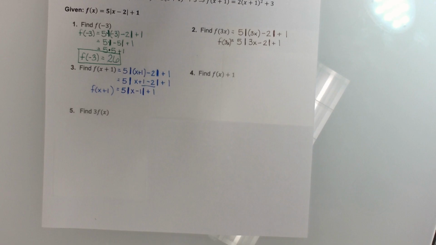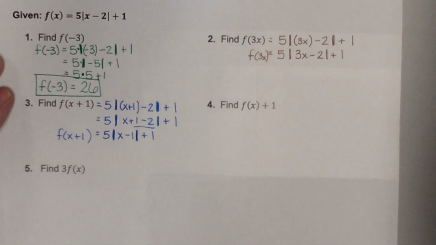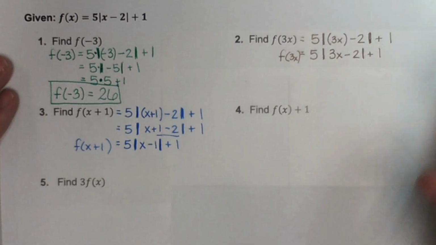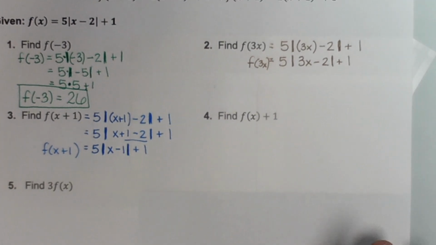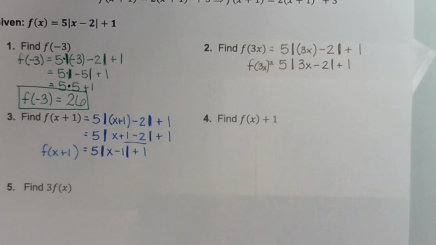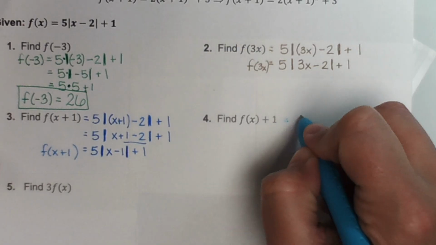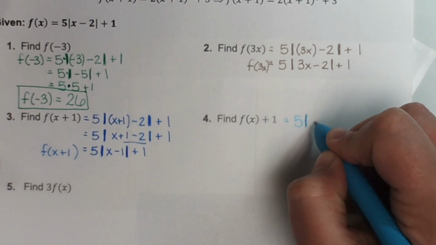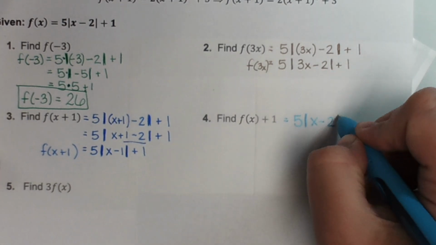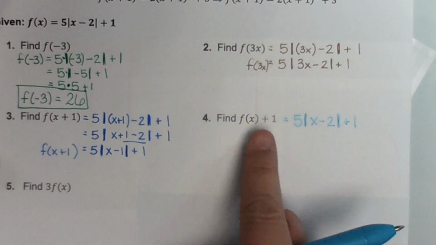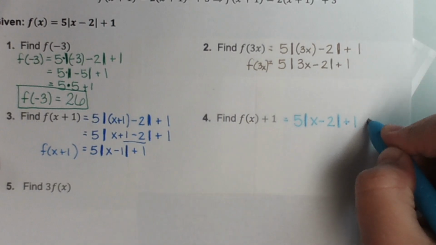The next problem is f of x plus 1 as well. I'll zoom in a little bit. Sorry, I didn't realize just how zoomed out I was. The difference there is the plus 1 is on the outside. When the plus 1 is on the outside, it's telling you to take the function and add 1 to it, which means it's telling me to take my 5 absolute value. It's still of x, so I'm just going to leave it as x, minus 2, plus 1, and it's telling me to add 1 to it.